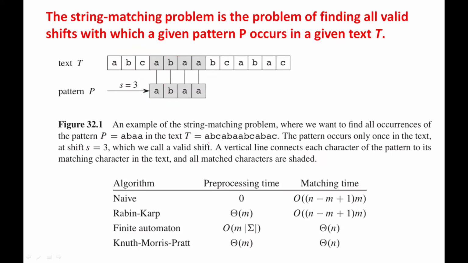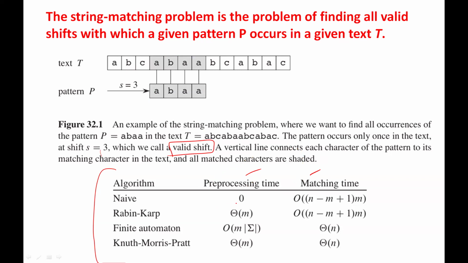Okay. So this is a string matching problem where a particular pattern, this is known as a valid shift. It is very important whether it is a valid shift or not. This becomes a valid shift only if the pattern matches. Okay. So this is the basic complexity: the pre-processing time and the matching time. Two time complexities have been mentioned here.